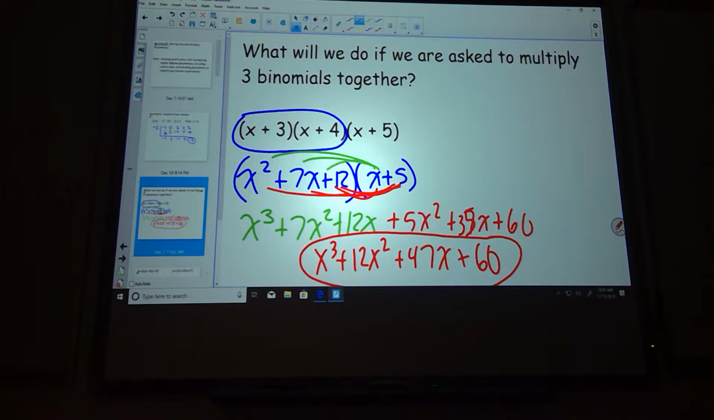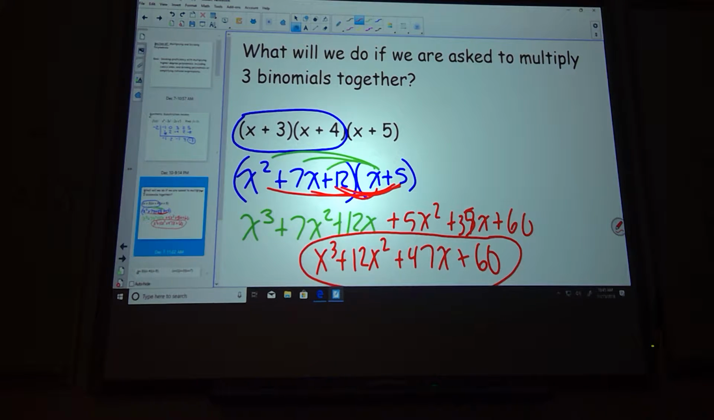Yes? Couldn't you, since there's nothing in front of the x things in all three of them, just say x to the third, then x to the 12, and do the math from there? You might be seeing it the right way. Just double check it. Make sure.